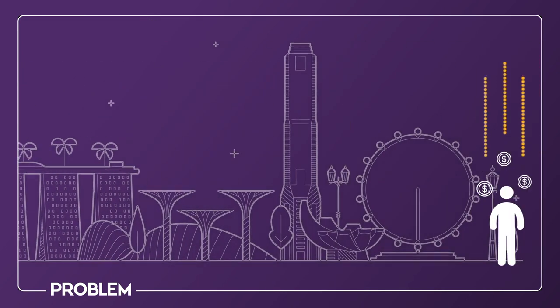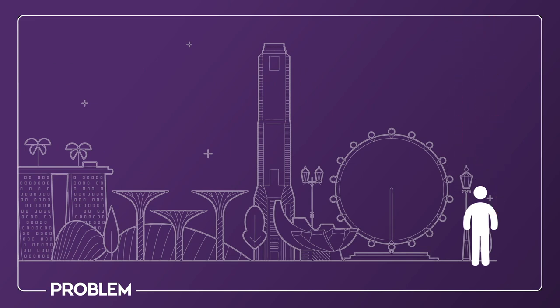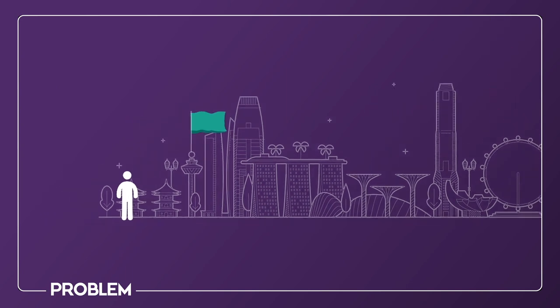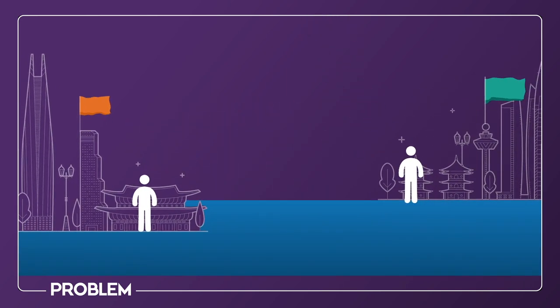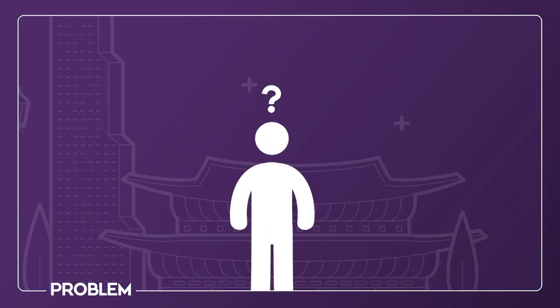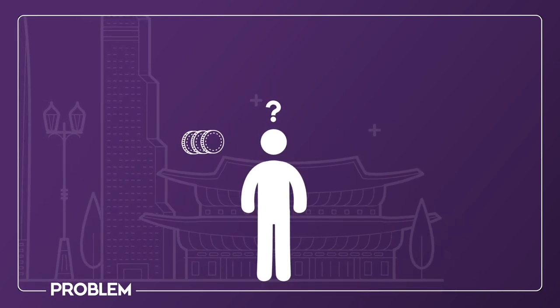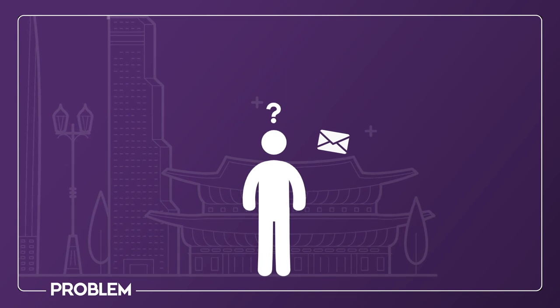Sending money from one person to another has never been easier. That's if you're sending money within the same country. If you're sending money overseas, it can feel like an eternity. But why? Money is just data. Why does it take longer to send money overseas than it does to send an email? Well, there are three reasons.